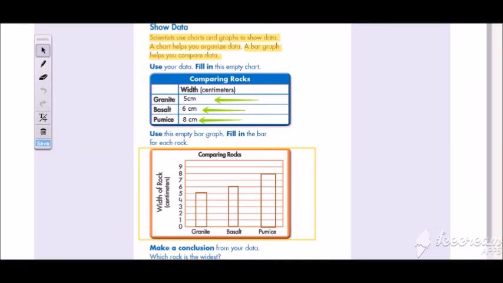Now we have a small question after we finished. It is asking you to make a conclusion from your data about which rock is the widest. Remember what a conclusion is? Yes, the result that we have, the information that we have, and we need to talk about or explain something. Very well. The conclusion that we have here is that the pumice rock is the largest rock, with the greatest width.